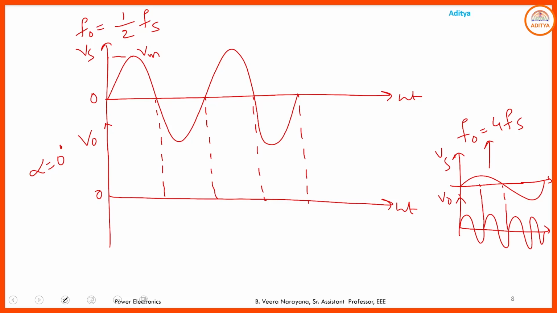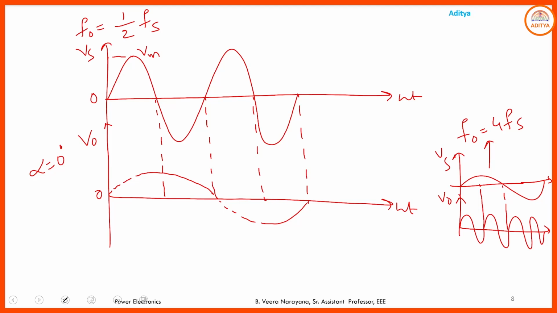Here I want to collect F0 equals 1 by 2 Fs, which is simply the reverse. That means for the completion of 2 full cycles in the source, you collect 1 complete cycle. For the first cycle, you collect only positive output voltage, and after that you get the negative output voltage. If you maintain it like this, the output frequency is 1 by 2 times the source frequency. So how do you collect this type of output voltage? How do you trigger the thyristors present in the midpoint type converter?